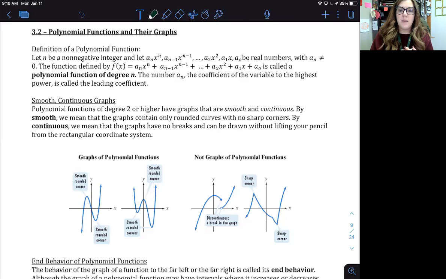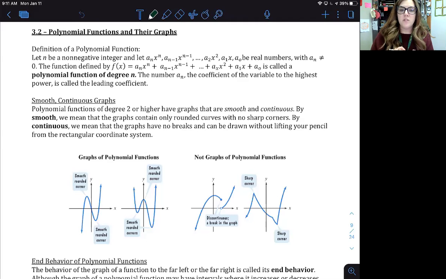The number a sub n is the coefficient of the variable to the highest power. It's called the leading coefficient. So here's what that's saying. Once we take a polynomial function, so anything to the second power, looking at our quadratics, or going to the sixth power, as long as it's written in standard form with only x's in the function, then that is considered a function if we have smooth continuous graphs, which we can see here below.